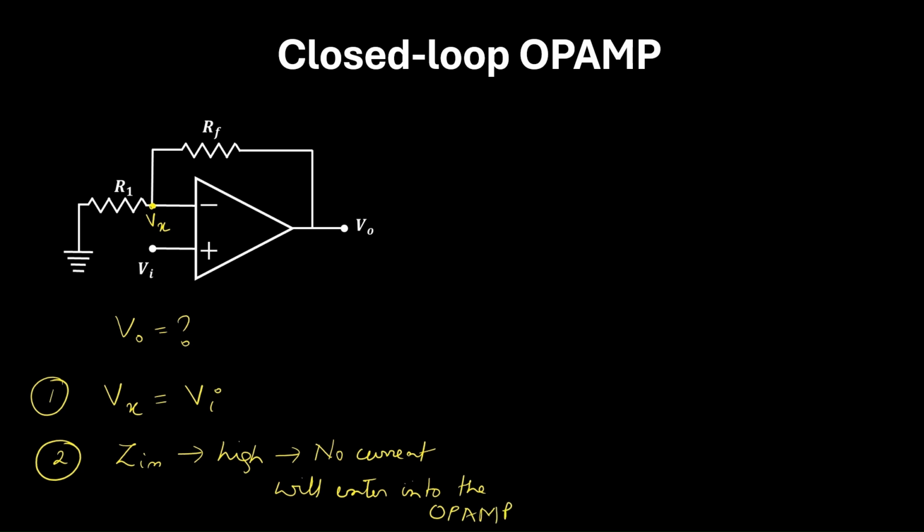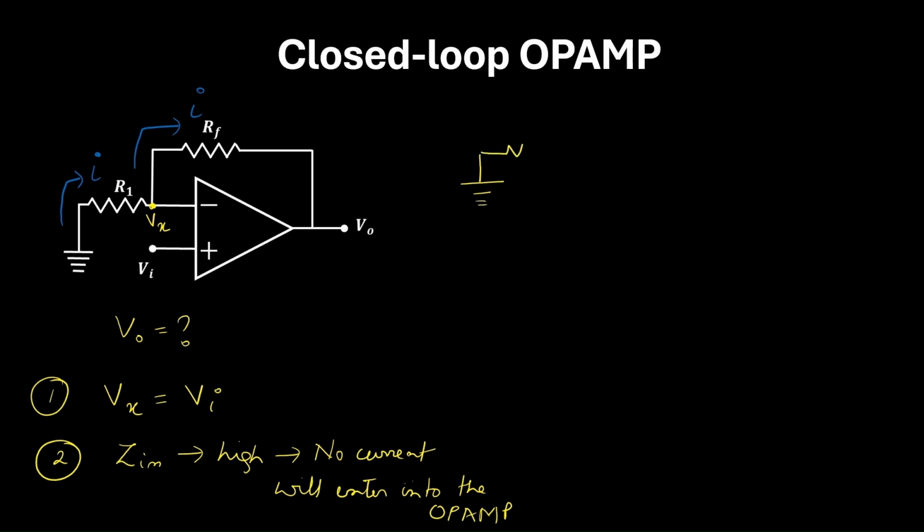So if I assume that the current flowing here is I, then the current flowing through R1 is I, then we can say the same current will also flow through RF. That means no current will be going into the op-amp. So if this is I, the current flowing through R1, then the same current will also flow through RF. So using this concept, let us consider this portion of the circuit.